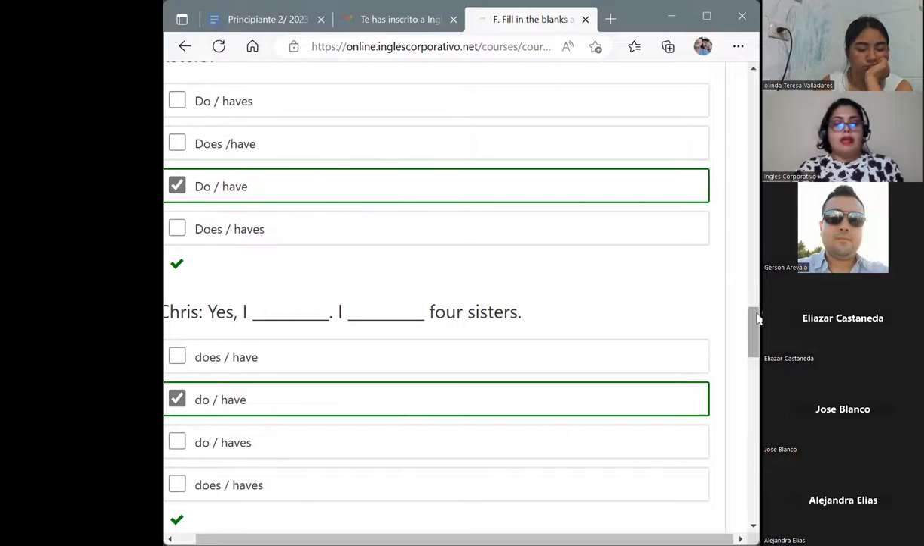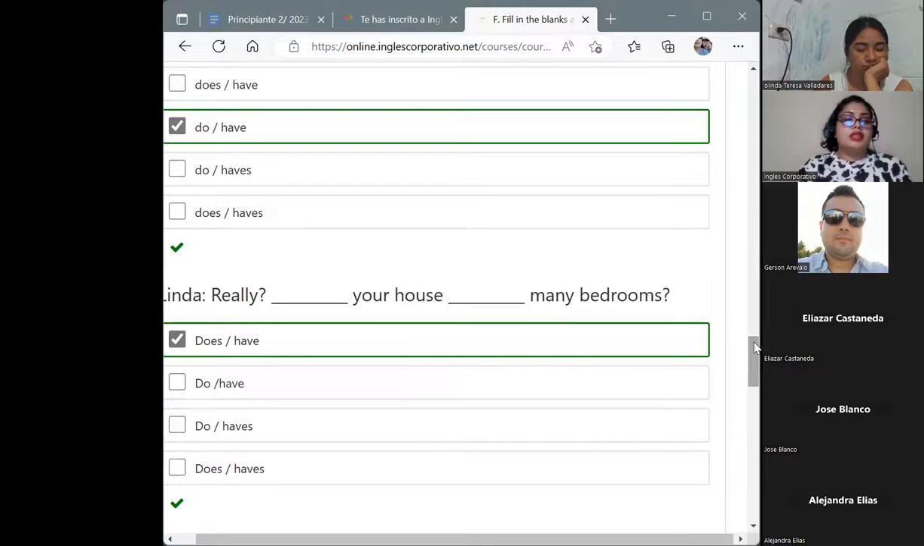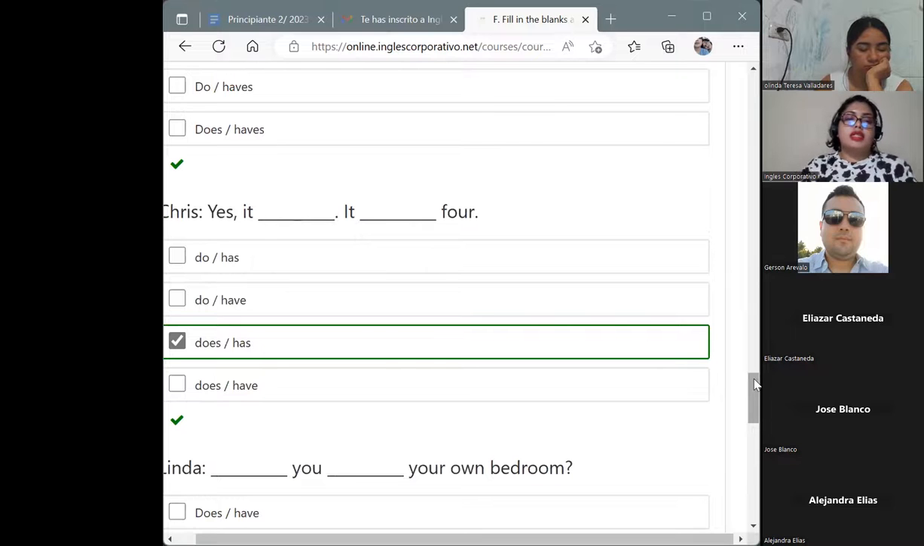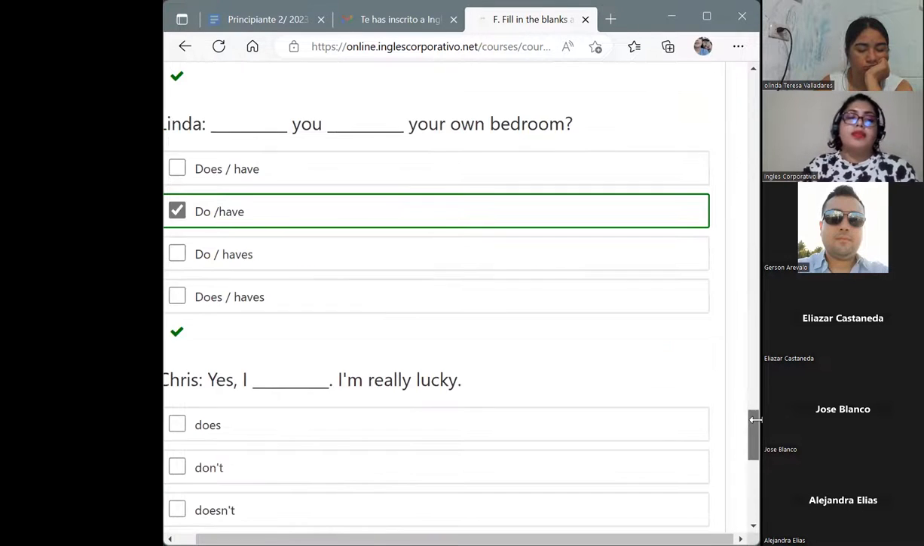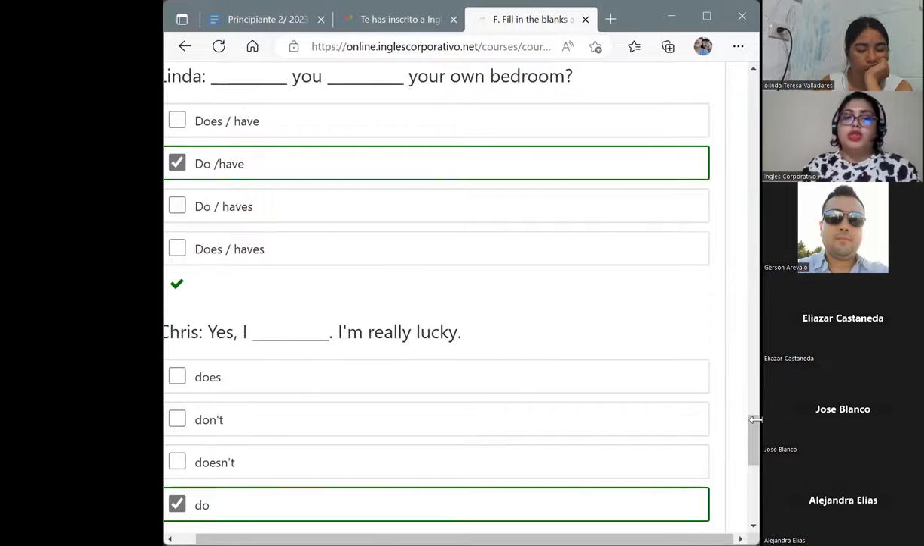Really, does your house have many bedrooms? Yes, it does. It has 4. Do you have your own bedroom? Yes, I do. I'm really lucky.